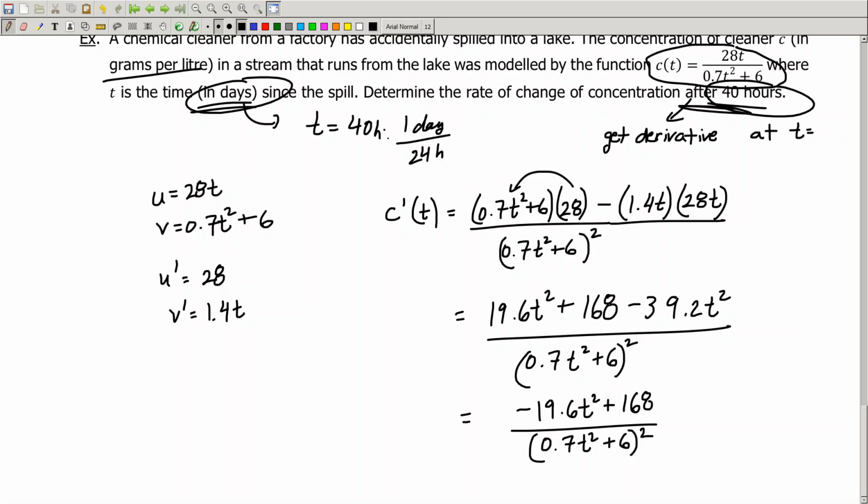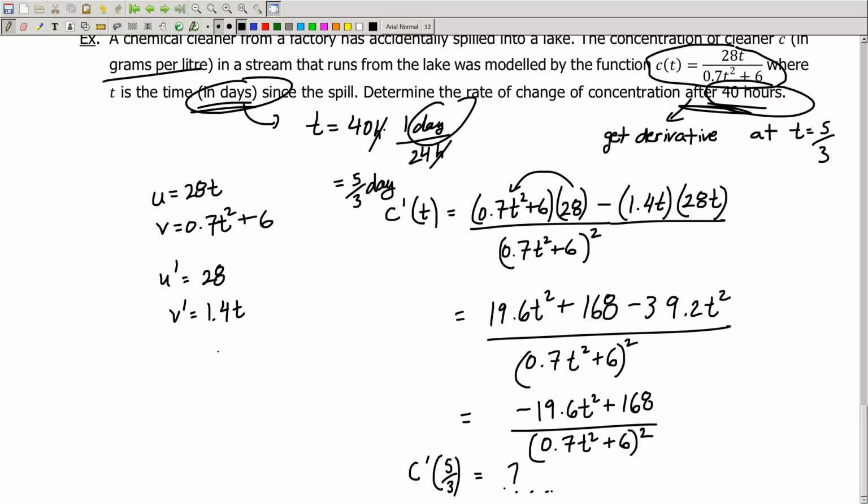Now, the reason why I'm choosing this conversion factor is that the hours have to cancel, and we end up with units of days. So it's really 40 over 24. 40 over 24 can be reduced to 20 over 12, or 10 over 6, or 5 thirds. 5 thirds of a day. So actually, I have to plug in c prime of 5 thirds, and I will get the value, whatever that is, and that's the answer to that question.